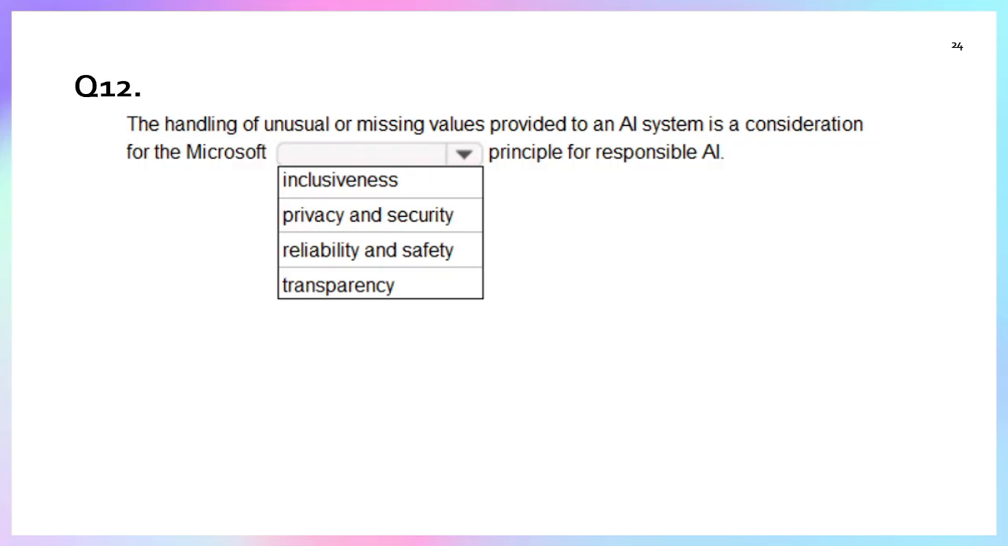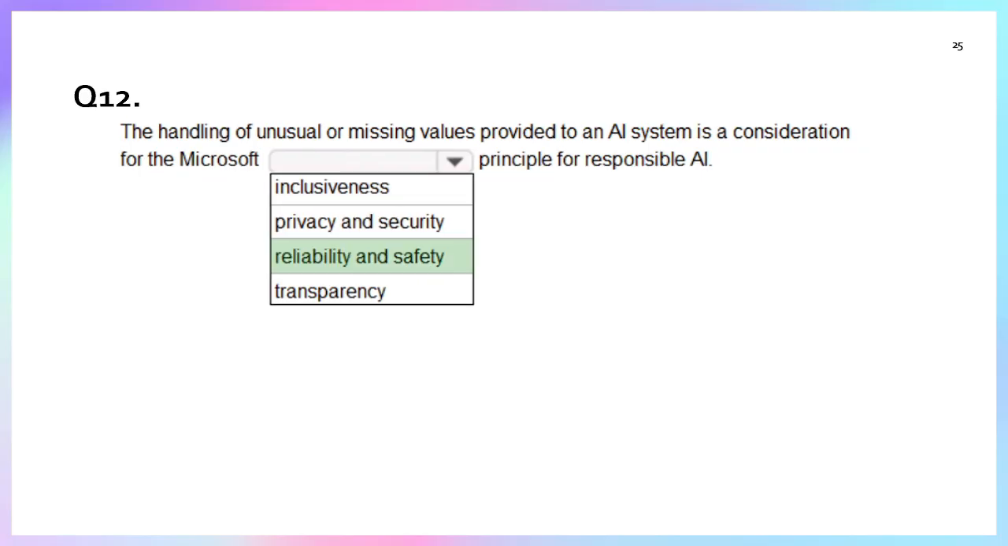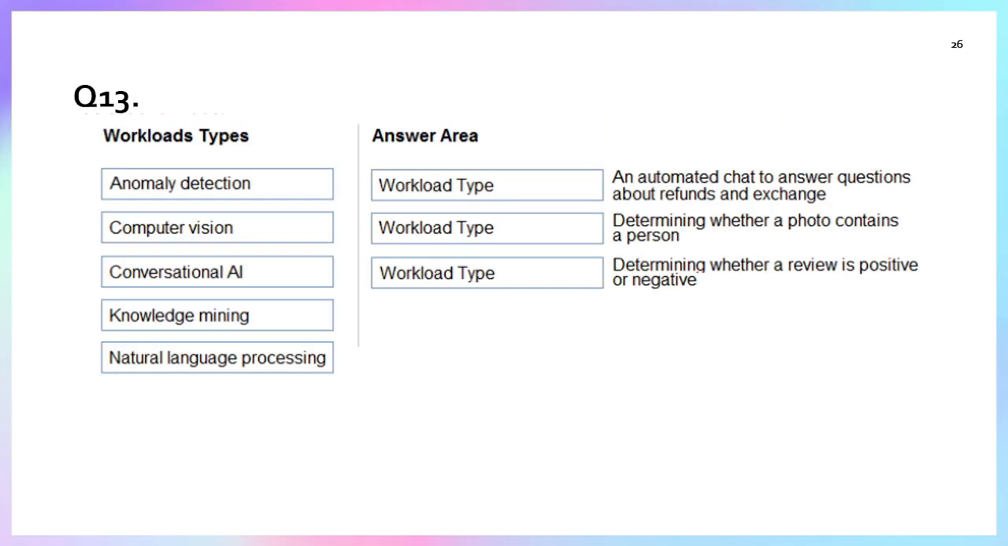Inclusiveness, privacy and security, reliability and safety, and transparency. Handling unusual or missing values, for that one it is reliability and safety. Inclusiveness is about including everyone, privacy is related to private data, and transparency is a clear-cut value. So reliability and safety. I think yes, our answer is correct.